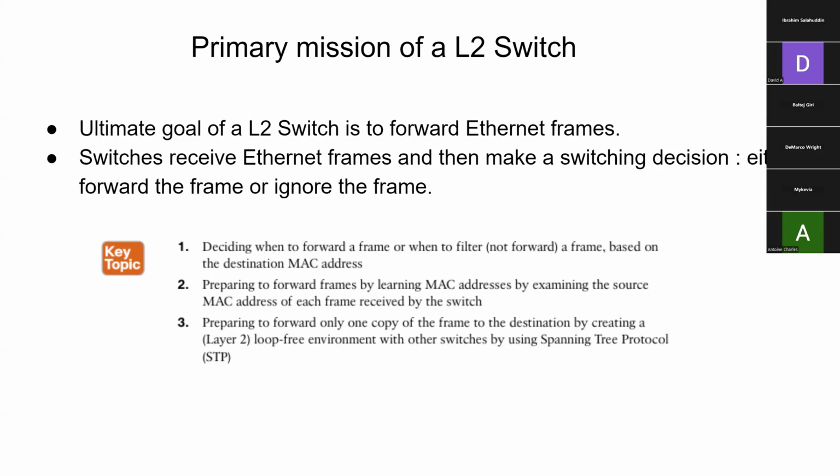Now this is something from the book, so I'm going to go ahead and read this verbatim. But this is how a switch is supposed to accomplish these things, right? It has to decide when to forward a frame or when to filter based on the destination MAC address. It has to prepare to forward frames by learning MAC addresses, by examining the source MAC address of each frame. And then it also prepares to forward only one copy of the frame to the destination by creating a layer 2 loop-free environment with other switches by using the spanning tree protocol.